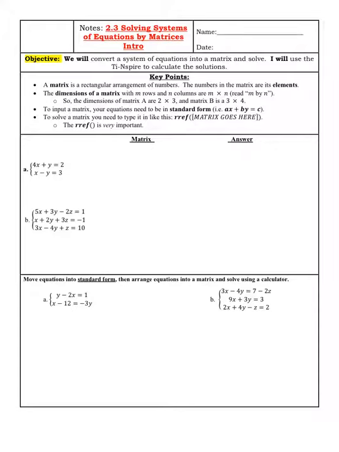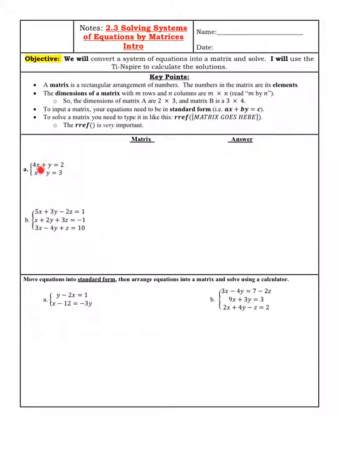Let's go over some of the key points of what a matrix is. A matrix is simply a rectangular arrangement of numbers. What's inside the matrix are the numbers, of course, but they're called its elements. And so you have different matrix sizes. It's called the dimensions of a matrix.